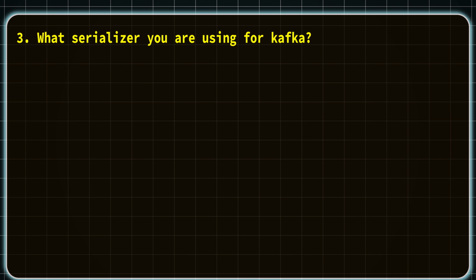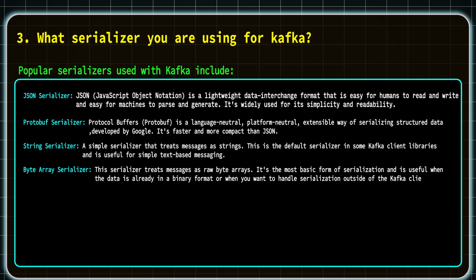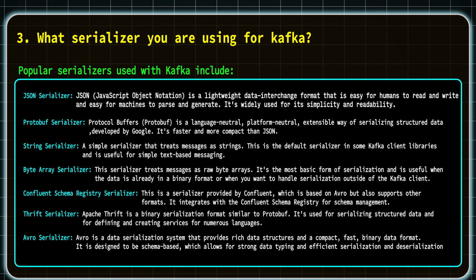Question: what serializer are you using for Kafka? There are many popular serializers used with Kafka. Usually those are JSON serializer, protobuf serializer, string serializer, byte array serializer, Confluent Schema Registry serializer, Thrift serializer, and Avro serializer. I have just mentioned the different serializers and their use. You might also know which serializers you are using.